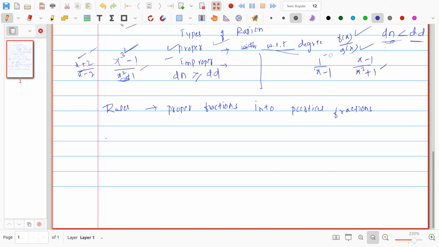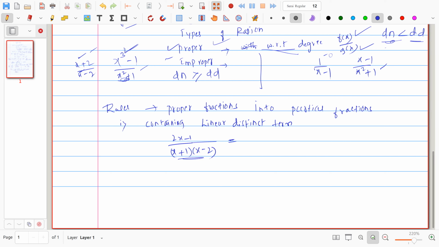The first rule is that the fraction contains linear distinct terms. Distinct means what? Different terms. Suppose I give you the example 2x minus 1 over x plus 1 and x minus 2. Here both the terms are different, and this type of equation will be called linear distinct terms. And if we are resolving these into partial fractions, what will come?